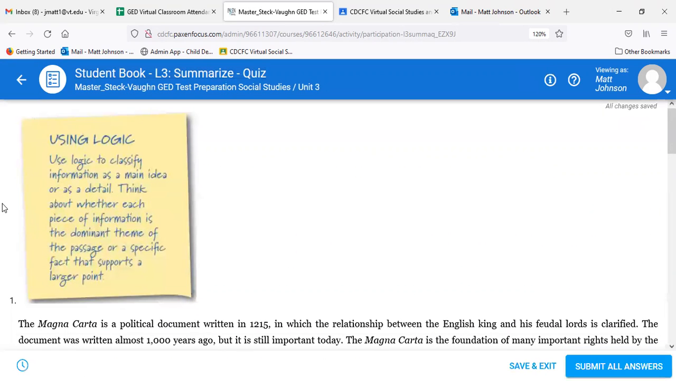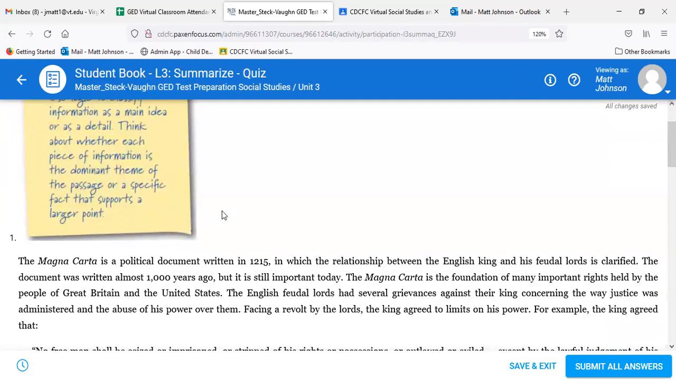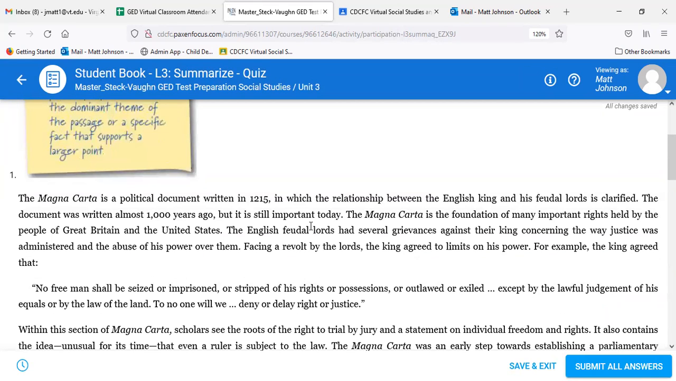And also, like I said, the Magna Carta was important, as it pointed out. That's something else you could put in your summary. So you have your main idea of what the Magna Carta established, this clarification between the king and the feudal lords. The next being, the reason for it was the grievances between the feudal lords and their king. And then you point out some of the major ideas within the document.